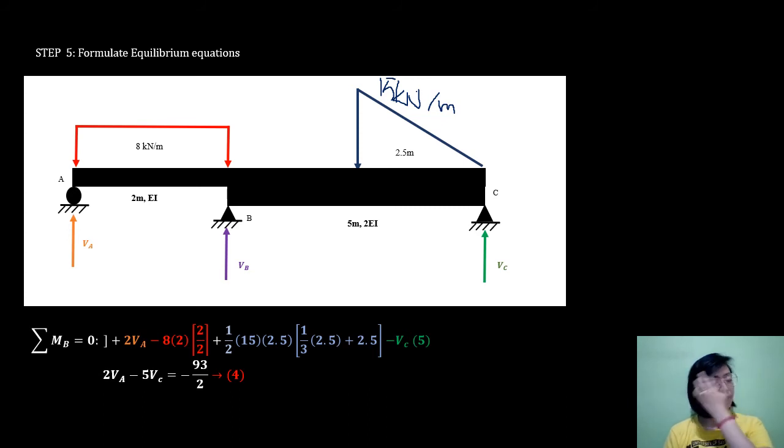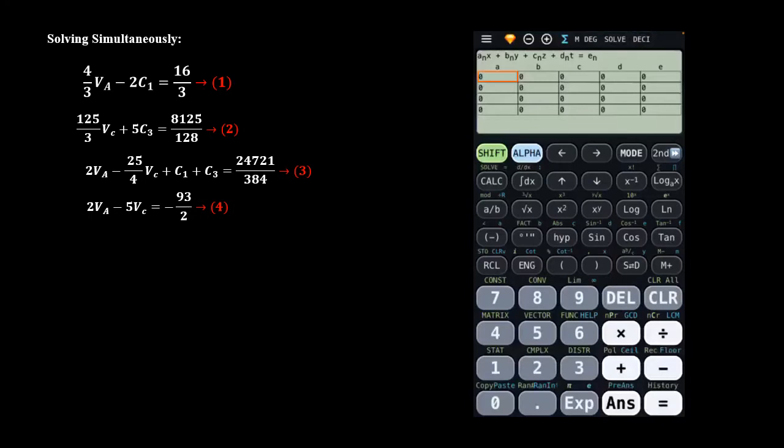We already have our 4 equations. From here, we can already use the 4 equations for unknowns. So, mamaya na natin formulate yung summation forces vertical para diretso natin makuha yung VB later. So, first, let's solve simultaneously.